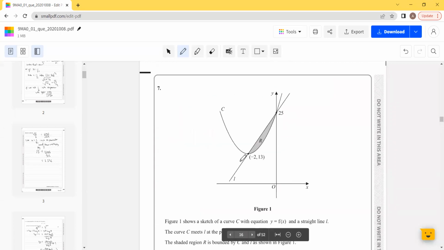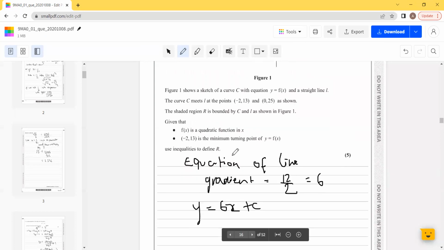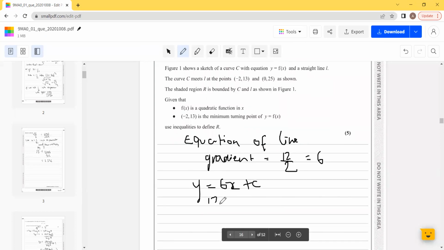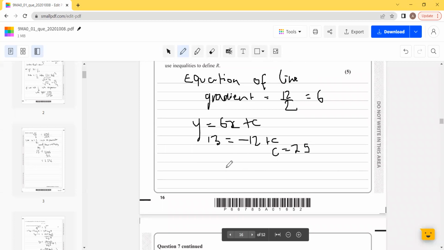Now I can substitute in the values I have. So 13 is minus 12 plus c, so c is 25. So the equation of the line is simply y equals 6x plus 25.